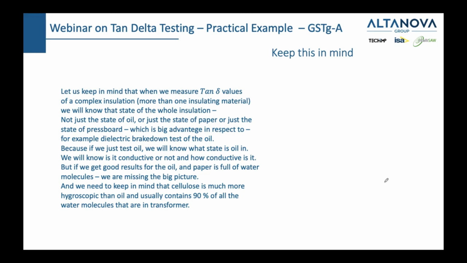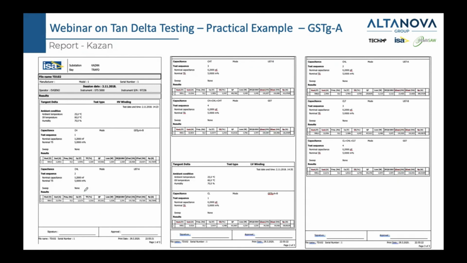So what I'm trying to say here is that tan delta gives you a bigger picture, not just a picture of one segment. Because if we just test the oil, we will know the state of the oil, we will know if it's conductive or not and how conductive it is. But if we get good results for the oil and the paper is full of water, then we're missing the big picture. And as we mentioned before, most of the water stays, even up to 95 or even 99%, in the hygroscopic paper and the pressboard. So we have now one example and actually 4 more slides and then we're done.